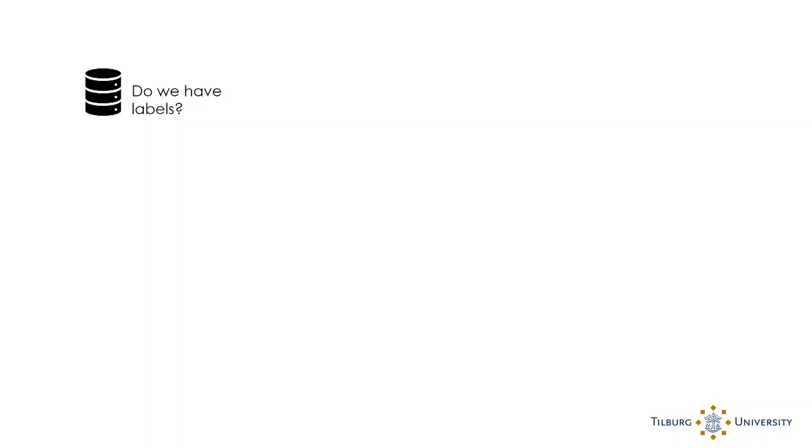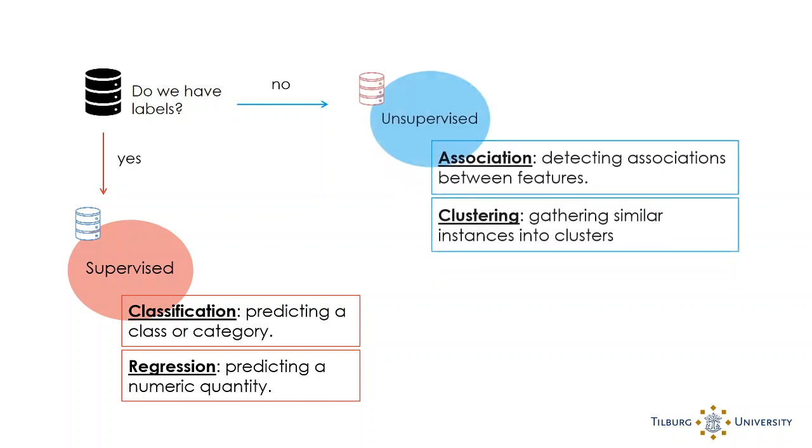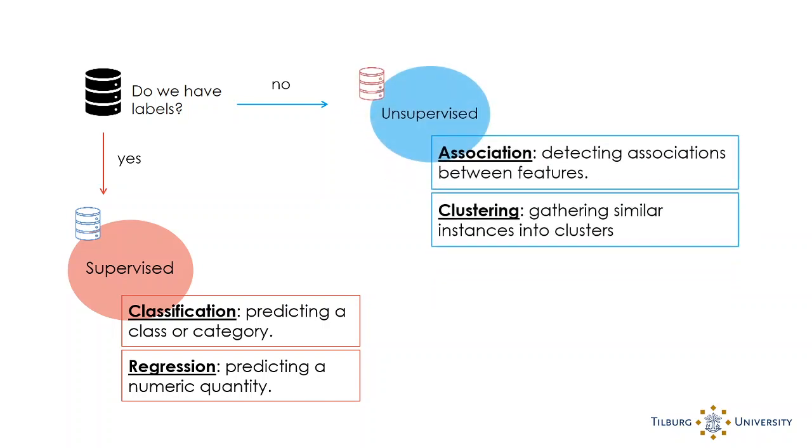So, in summary, we have a data set, and the question we need to ask ourselves is whether we have labels or the outcomes, yes or no. If we have the outcomes, we can talk in terms of classification or regression because we have a supervised problem. If we don't have the labels, then we are talking in terms of unsupervised classification. So we have two main tasks: association and clustering. In this lecture, we are going to cover clustering, while association mining is something we are going to discuss extensively in the next lectures.